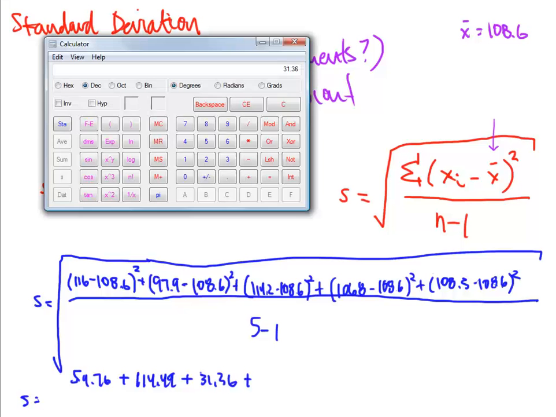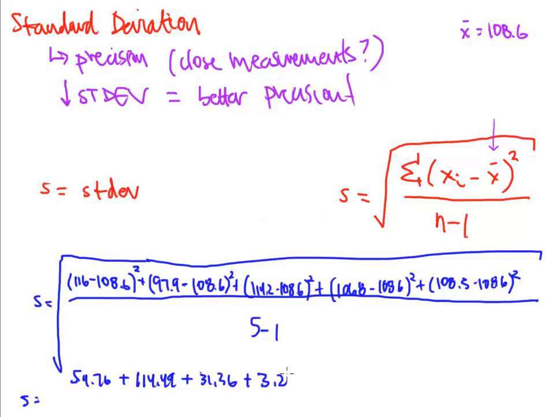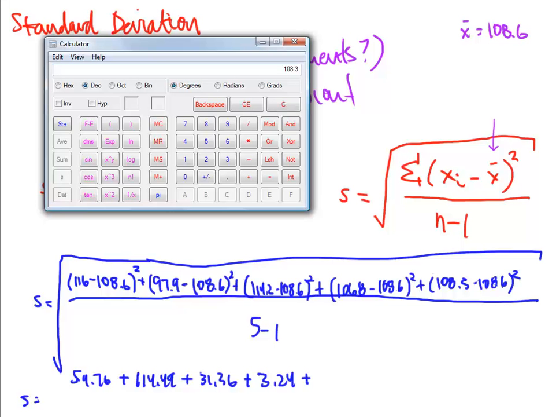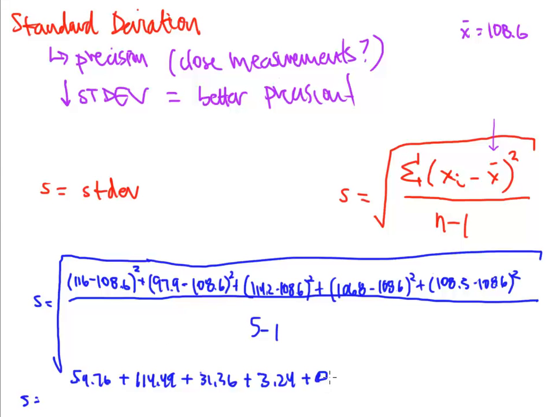Plus, still not done, 106.8 minus 108.6, and then I square that number. That gives me 3.24. Plus, and then finally, 108.3 minus 108.6 gives me a negative 0.3. I then square that number, and I get 0.09. And then I need to add all of those numbers up and divide by 5 minus 1, which is 4.